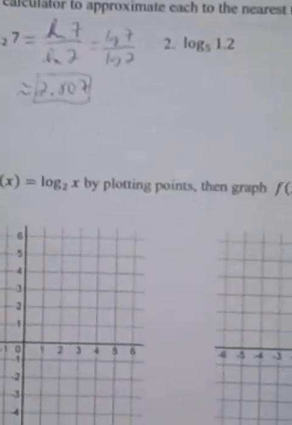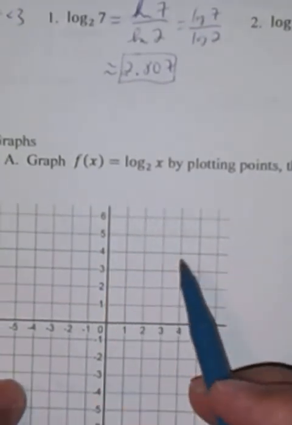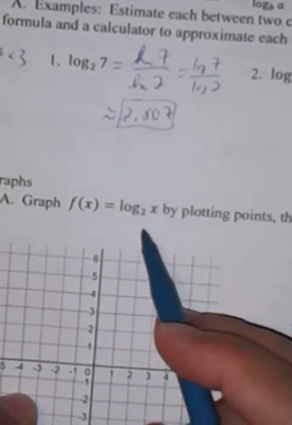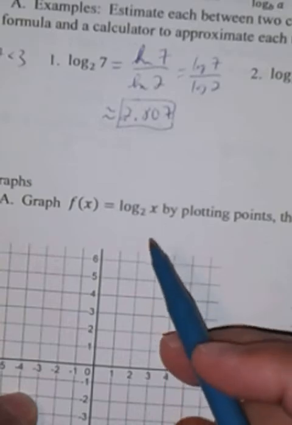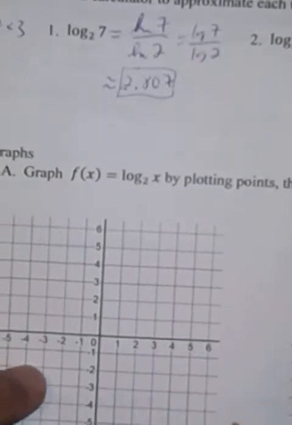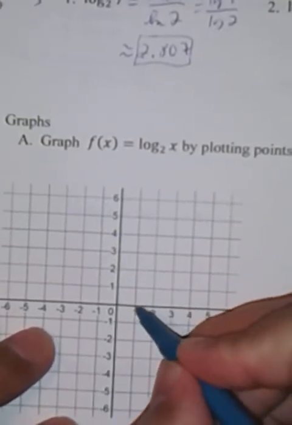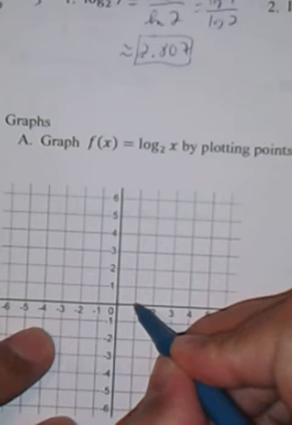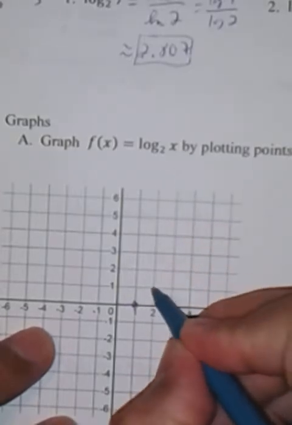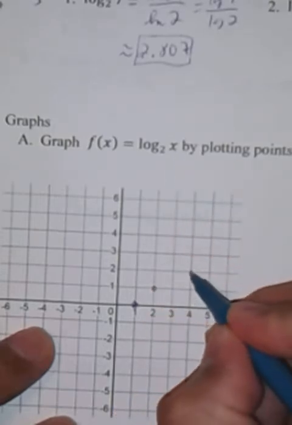All right, let's look at some graphing. First, let's look at graphing f of x equals log base 2 of x by plotting points. That means substituting values of x. So let's try starting at, it can't be 0. Let's try 1. Log base 2 of 1. You remember some of the properties we saw earlier. Log base 2 of 1 is 0. So x equals 1 gives me y equals 0. X equals 2. Log base 2 of 2 is 1. Log base 2 of 4 is 2.